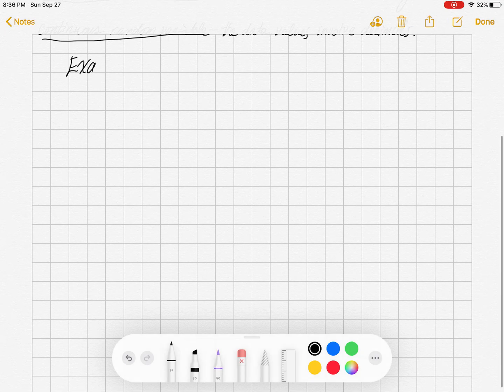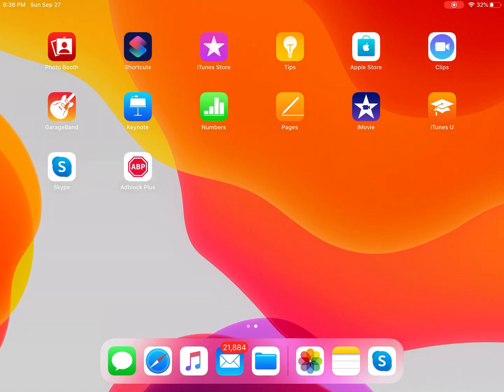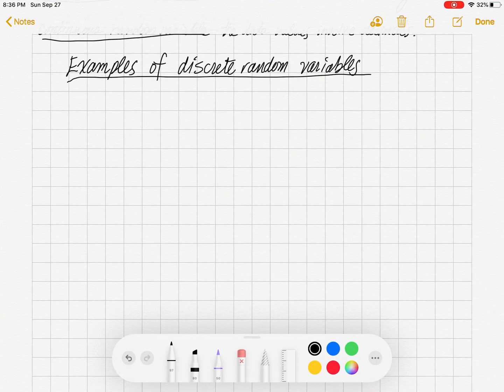Examples of discrete random variables. I don't know what that was about. So we often use the letter X for a discrete random variable. I don't know what this is doing.